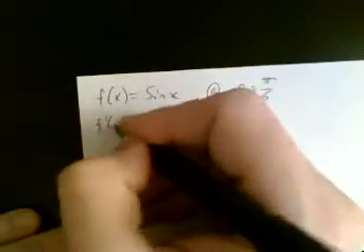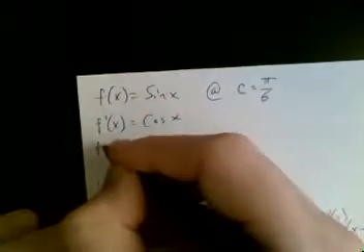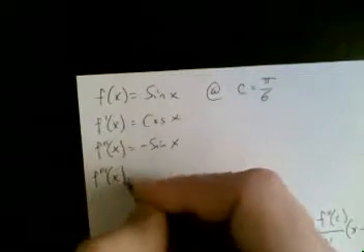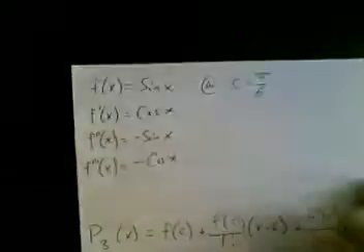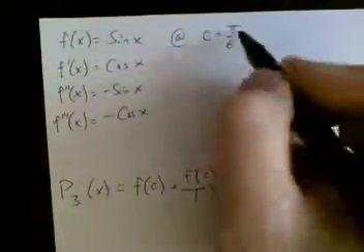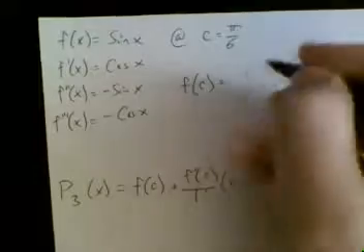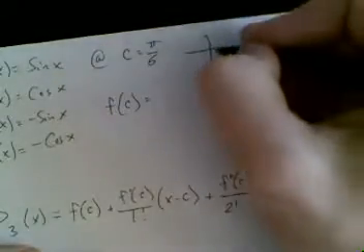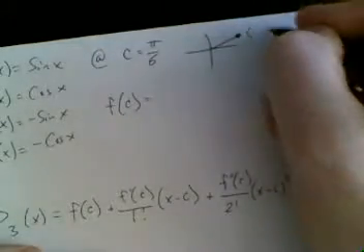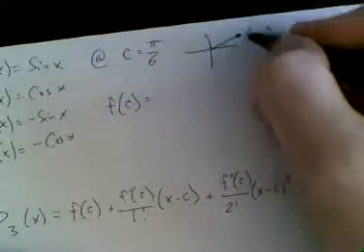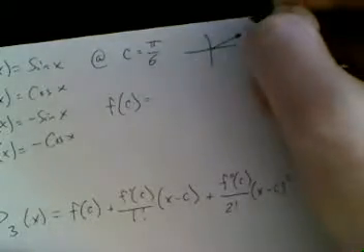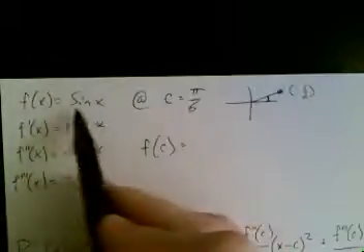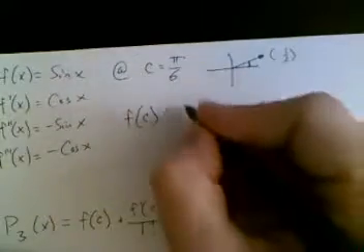So f prime of x is cosine of x, the second derivative is a negative sine, and the third derivative is a negative cosine of x. Next thing I'm going to do is plug in the c value. So f of c is going to be sine of pi over 6. Now, it's been a while. We're going to look at pi over 6 being this point here. I know that the sine values increase, so this is 1/2, then radical 2 over 2, then radical 3 over 2. Pi over 6 is the smaller angle, so that means that sine of pi over 6 is 1/2.